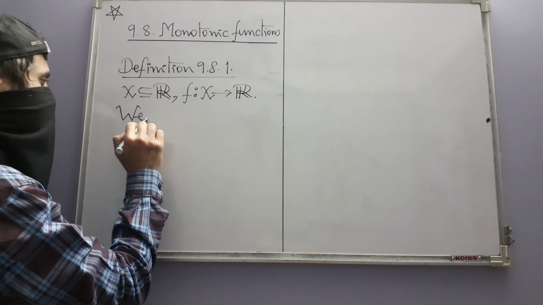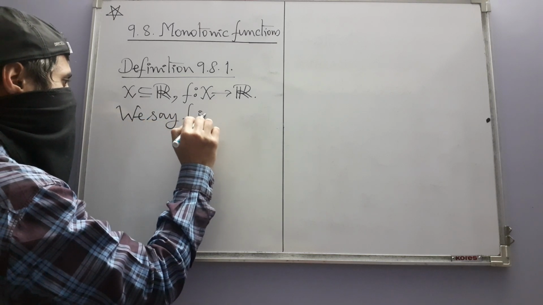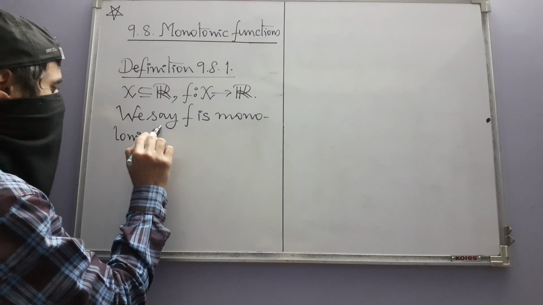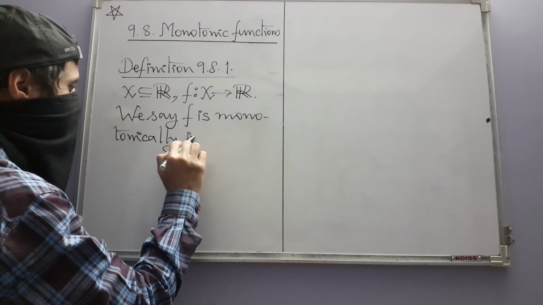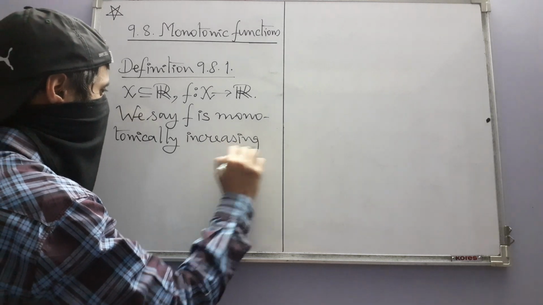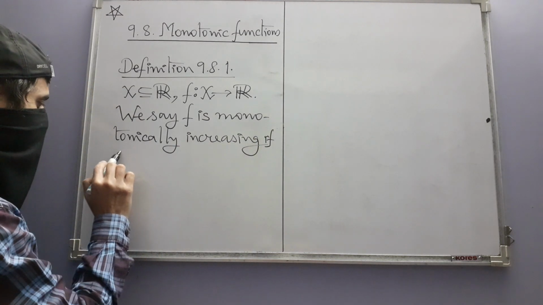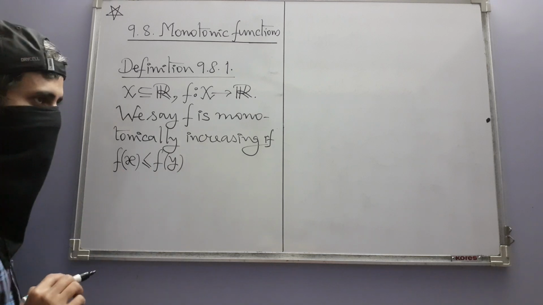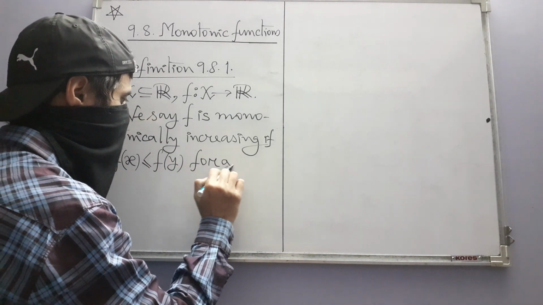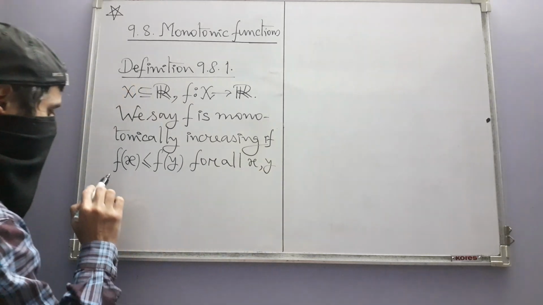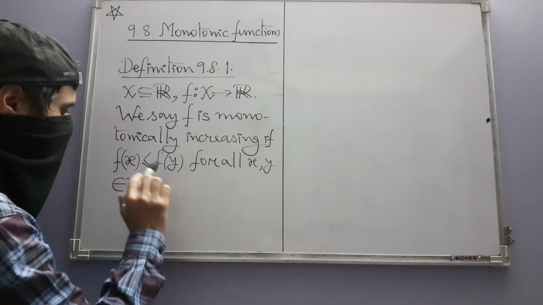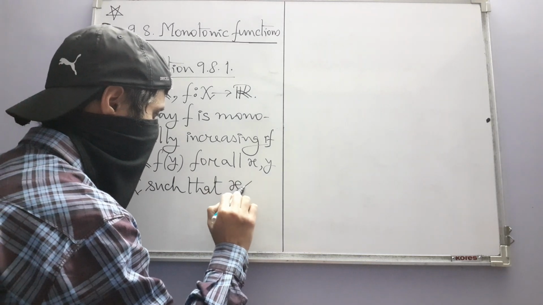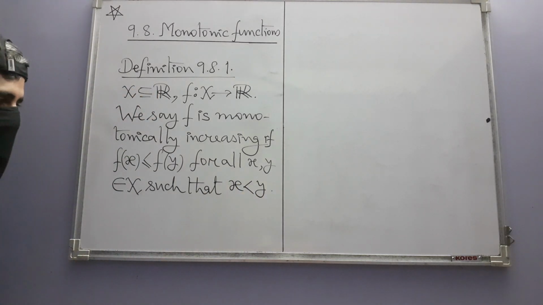We say f is monotonically increasing if f of x is less than or equal to f of y for all pairs of elements x and y in the domain such that x is less than y.